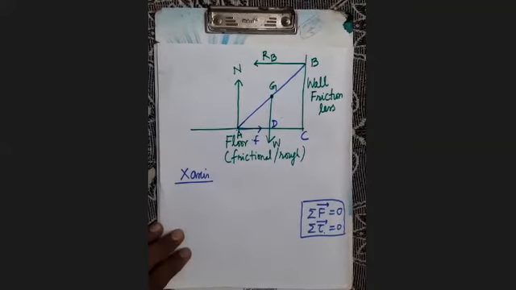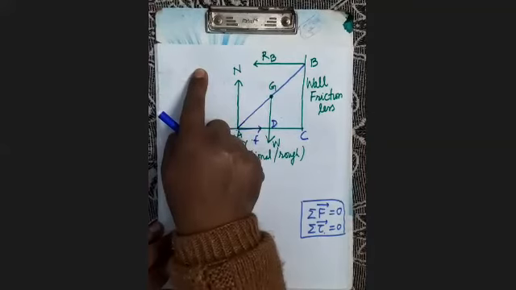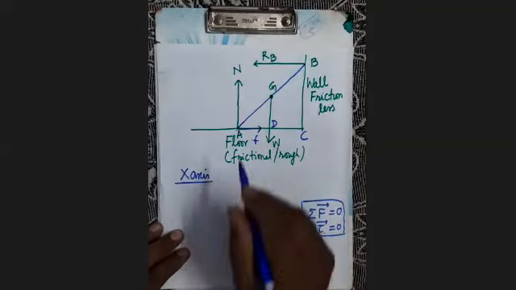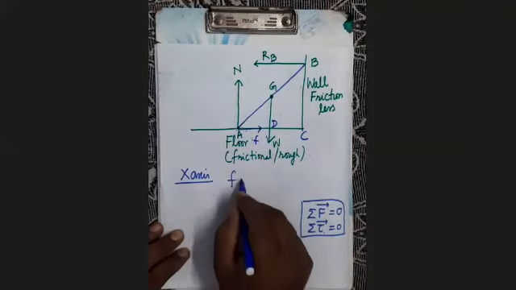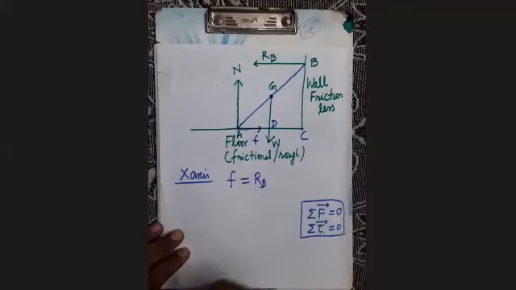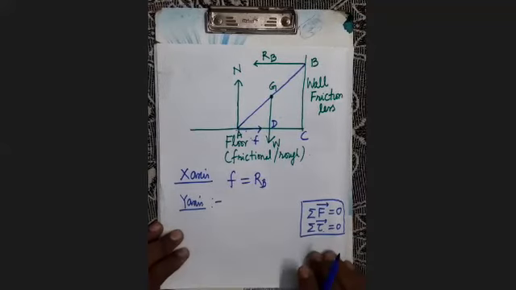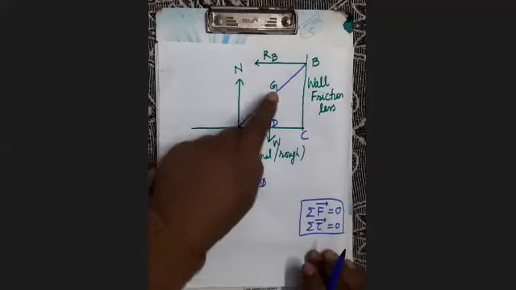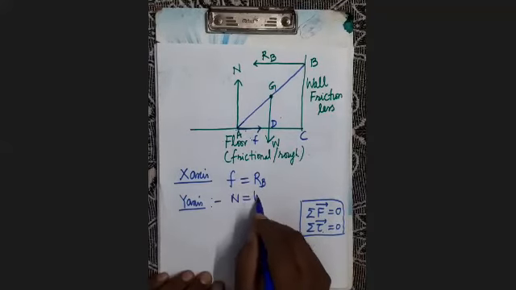Along the x-axis, how many forces are acting? F is acting here, RB here. Since it is in equilibrium, therefore what will be the resultant of these two? It will be zero, means F will be equal to RB. Then along the y-axis. On the y-axis you can see N is acting upward, W is acting downward, therefore N will be equal to W.